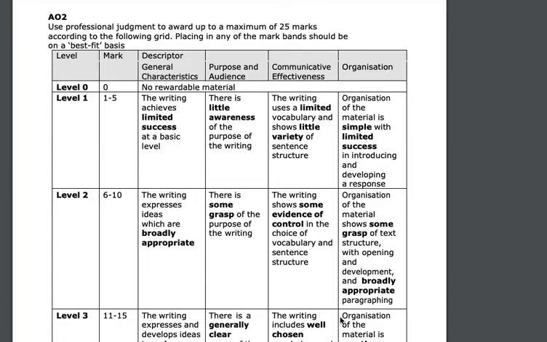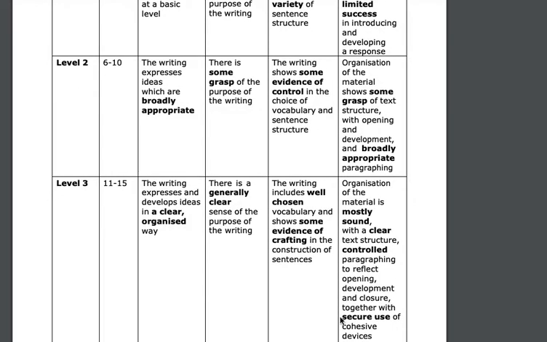Obviously, you are not limited. Level 2, 6 out of 10. The writing expresses ideas which are broadly appropriate. Well, no, I don't agree. Yours are appropriate. There is some grasp of the purpose of the writing. Well, you have got grasp of it. The writing shows some evidence of control in the choice of vocab and sentence structure. You've definitely got control. Organisation of the material shows some grasp of text structure and opening. You have actually got an opening structure looking out the window and then a closing when you're going to go downstairs. And you've got appropriate paragraphing.